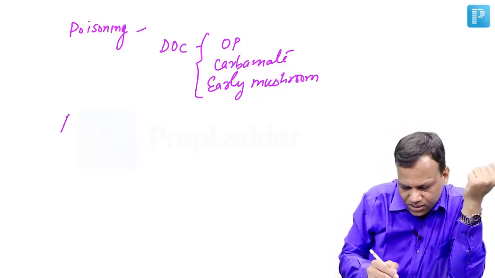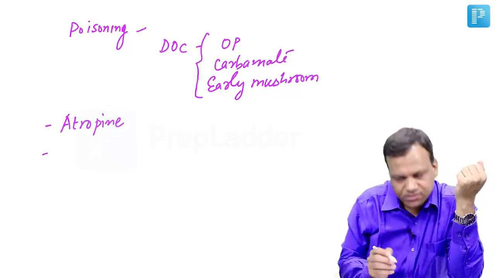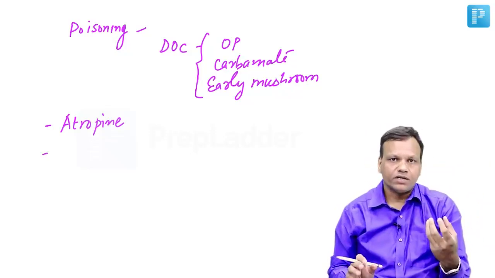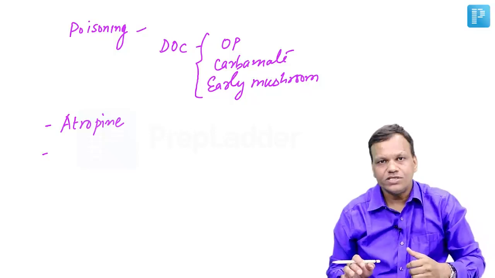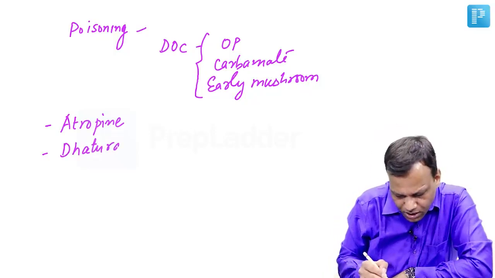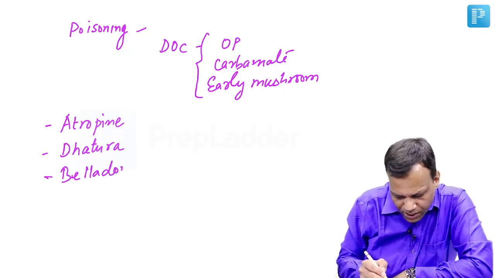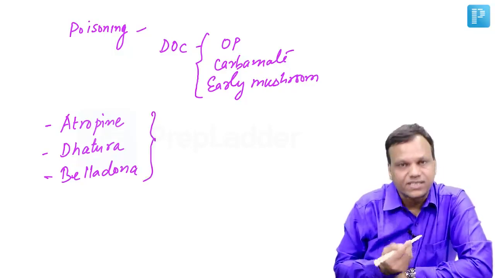Now, apart from the uses of these drugs, they can also be toxic. If atropine is given in overdose, there may be atropine poisoning. There are some plants from which we obtain atropine, and if they are taken they can lead to poisoning. Those plants are Datura stramonium and belladonna. So Datura poisoning, belladonna poisoning, or atropine poisoning are the same thing.